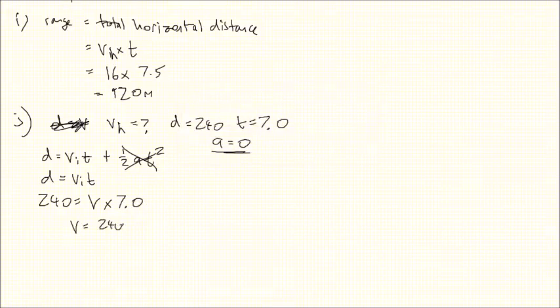We substitute them, we rearrange, the velocity equals 240 divided by 7, which is 34.28, rounding to 34 meters per second. Okay, that was question 2.